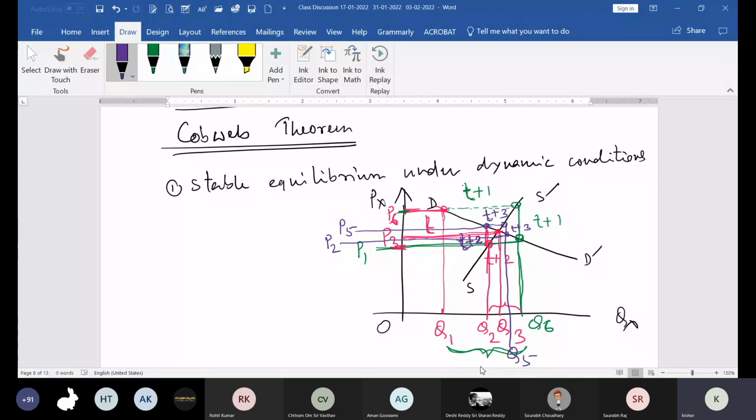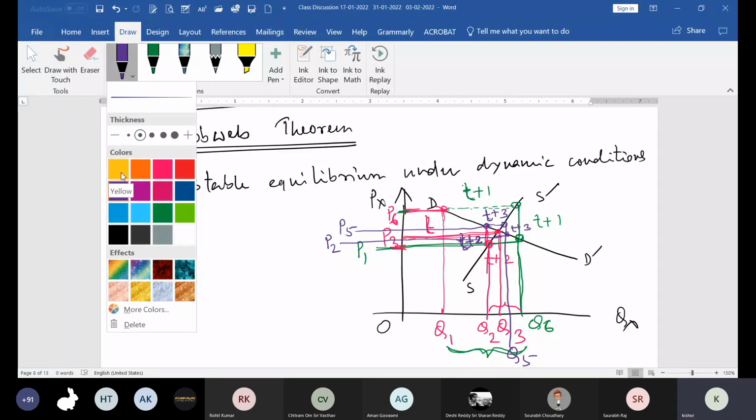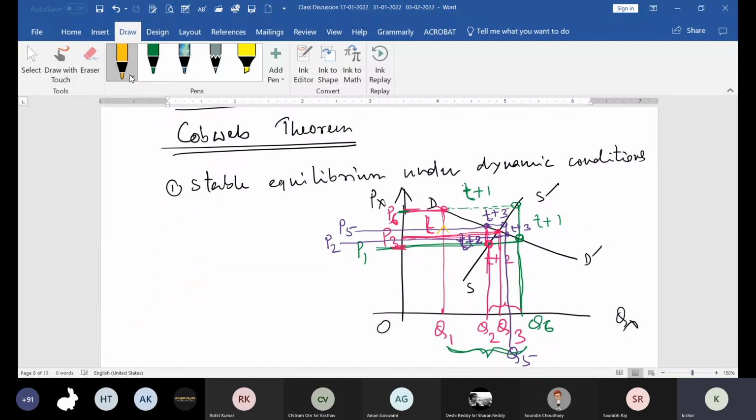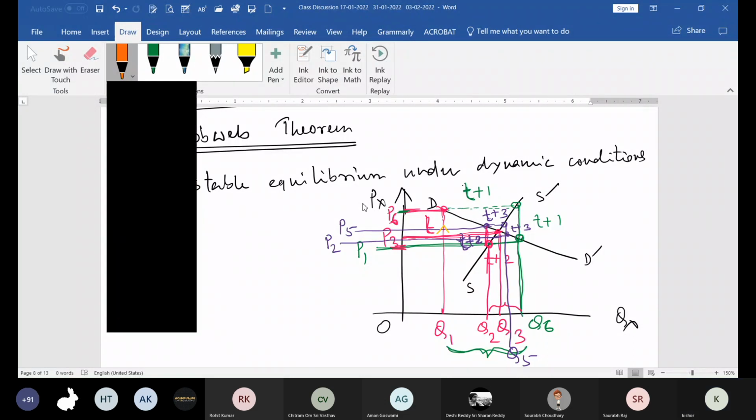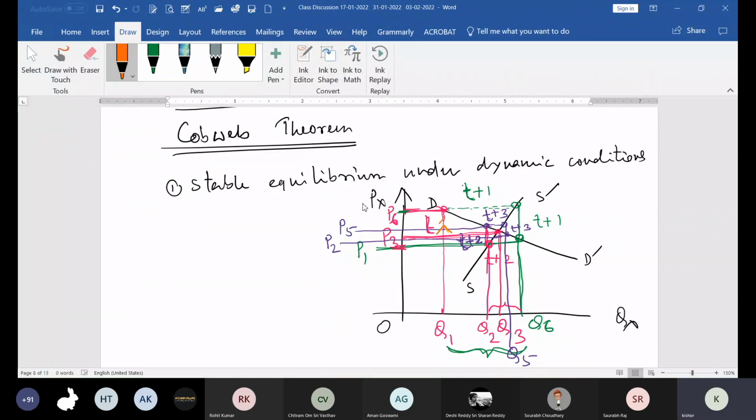Immediately the price comes down. If you look at your movement, originally you move in this way, you move in this way, then you move in this way. So you see, you are converging towards the origin.